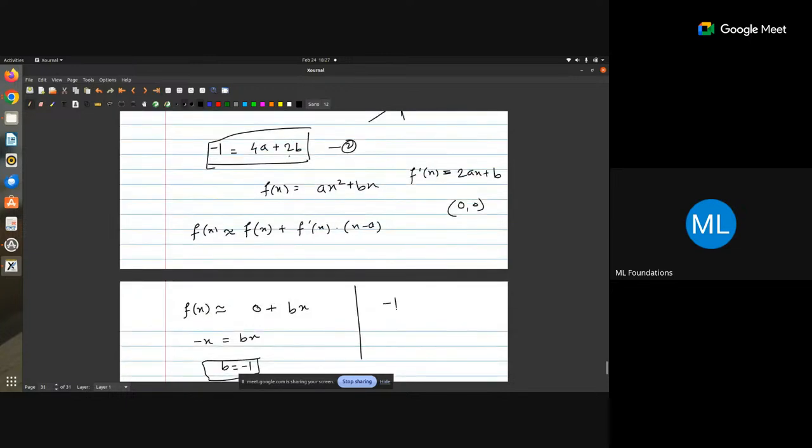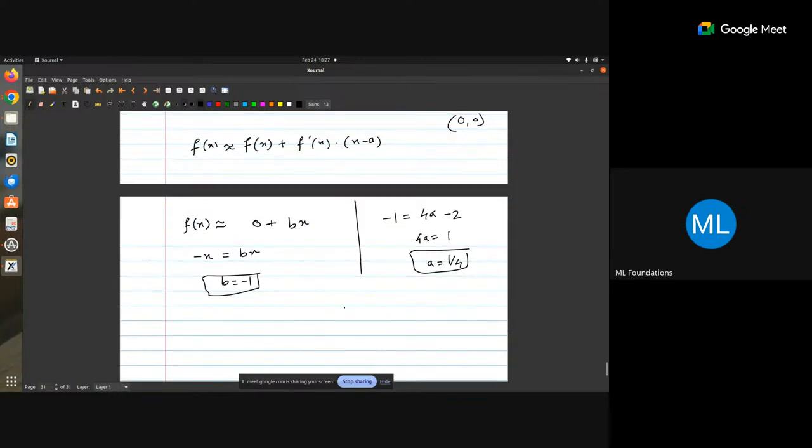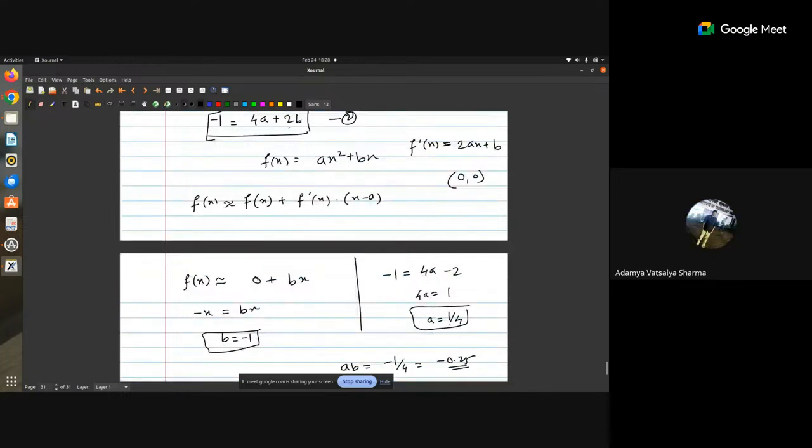Okay. So a minus 1 equals 4a minus 2, so 4a equals 1, a equals 1 by 4. And then the product ab equals what? Minus 1 by 4, which is minus 0.25. Absolute value of ab will be 0.25. Is it correct then? Yes. Understand? Yeah, it's easy now.